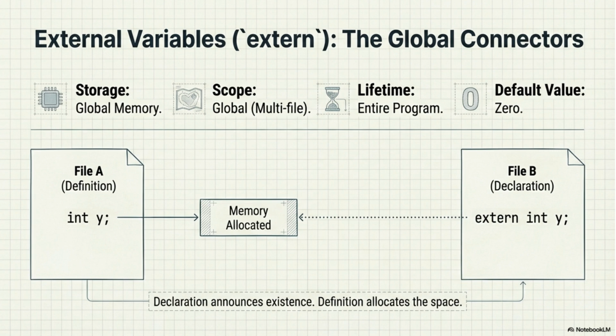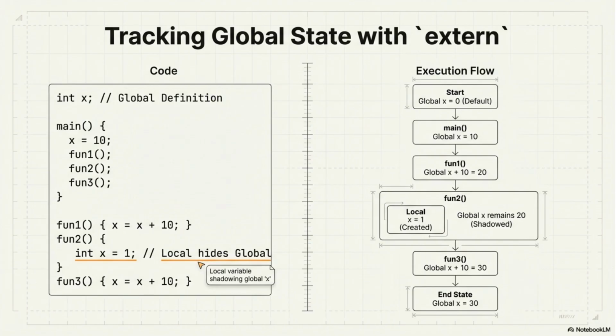External variables, extern, are global connectors. They have global multi-file scope, live for the entire program duration, and default to 0. The declaration announces existence, while the definition allocates memory. When tracking global state with "extern", remember that a local variable with the same name, like "x" in fun2feet, hides or shadows the global variable within that function's scope.